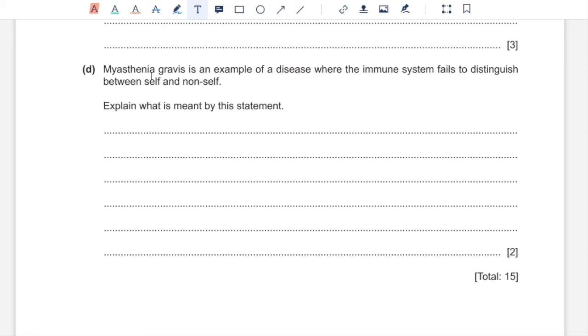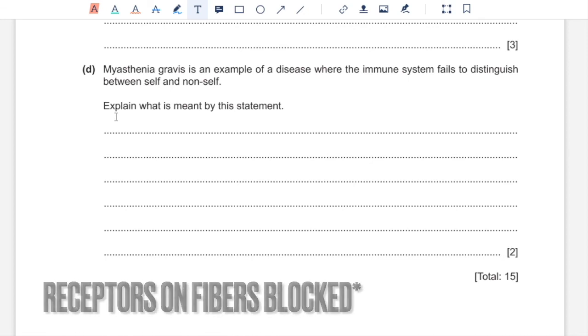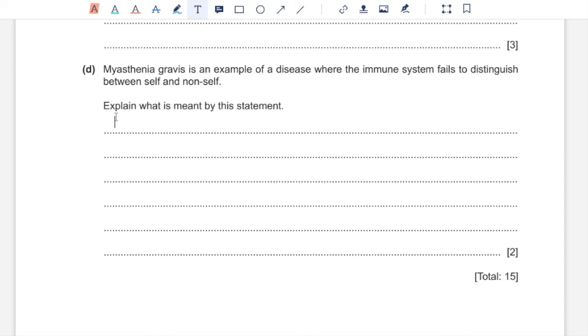because they are identified as non-self and not self. And as a result of that, receptors on muscle fibers are blocked by antibodies produced by B cells, which are activated by T cells, which are specific to receptors on muscle fibers. And when those receptors are blocked by antibodies, that would mean they are unable to receive impulses which would have been sent by motor neurons, and as a result of that, the muscles stop working and eventually break down.